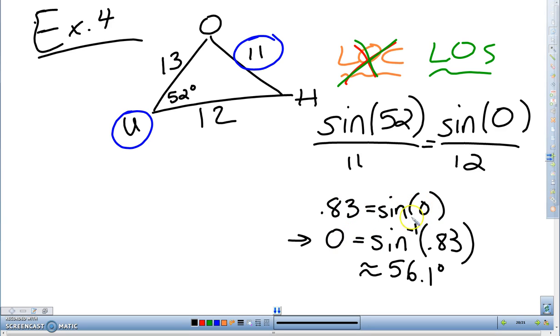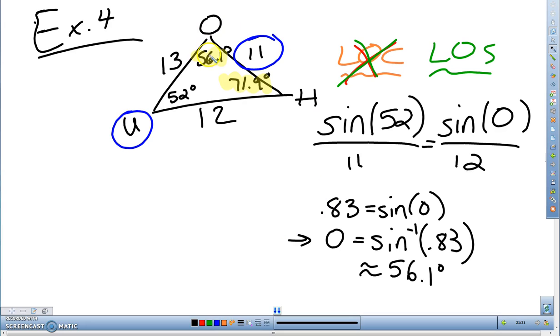and to get O out, because O is an angle, to get O out of our trig function, we do an inverse sine on that 0.83, and when we do that, we get an angle of about 56.1. So that's going to go there. So if you did your law of cosines, you still should have gotten something similar. If you decided to do law of cosines on O first, then you would have gotten something similar still.